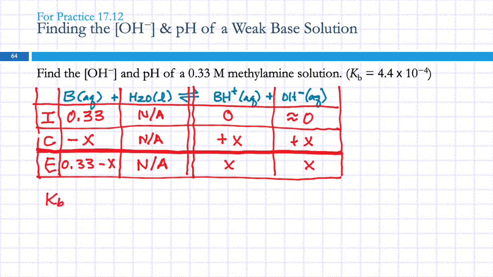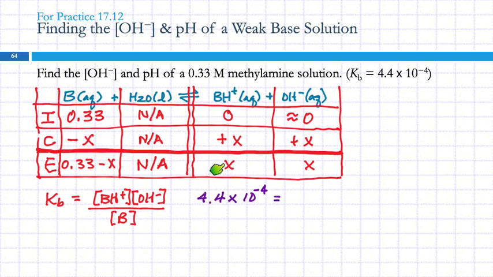We can write an expression for Kb. That's going to equal BH plus times OH minus divided by B. So now we'll plug in the things that we know. Kb is 4.4 times 10 to the minus 4. And that's going to equal BH plus times OH minus. So x times x, x squared, divided by 0.33 minus x.